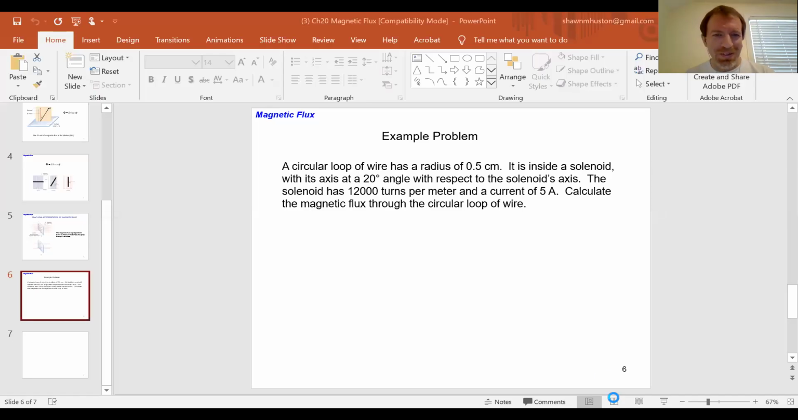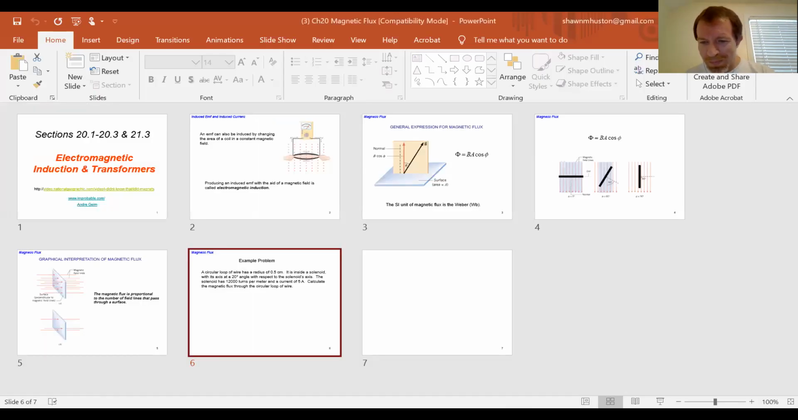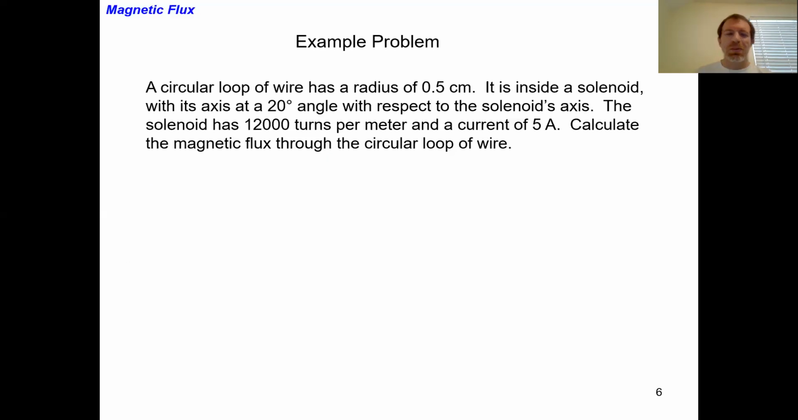All right. So I don't know what happened there, but here's the slide that was supposed to be there. So we have here basically a circular loop of wire that's got some small radius, 0.5 centimeters. That's 5 millimeters. It's actually pretty tiny.